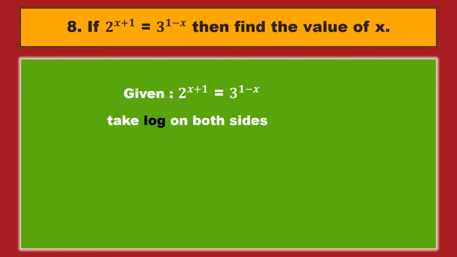So log 2 power x plus 1 equals log 3 power 1 minus x. Okay, so put logarithm on both sides. Now if you observe carefully, it is in power. Our property when it is in power is log m base a equals m log a. Whenever a power is there, this power should be sent to the front. So it is m log a.